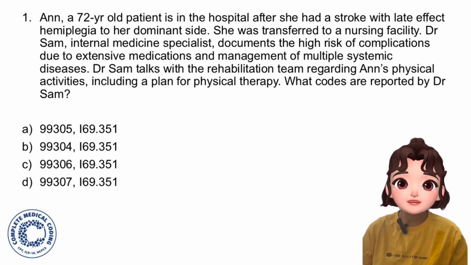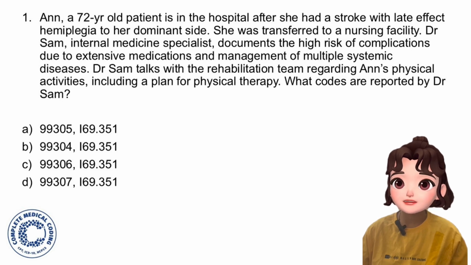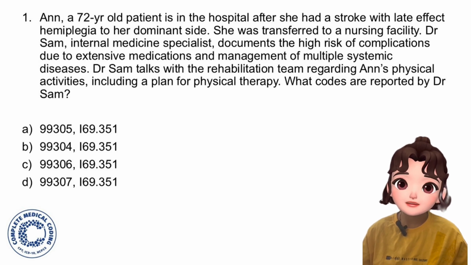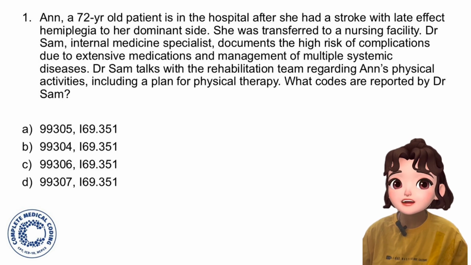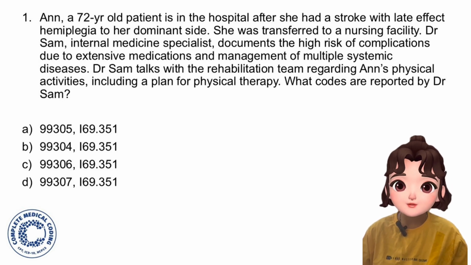Anyway, this is not subsequent. This is the first time that the patient is being transferred to a nursing facility. The first time that the patient is in the nursing facility. That is why it is mentioned that after treatment and after finding out her complaints, the patient was transferred to a nursing facility. It means it's an initial nursing facility care. So 99307 is not applicable here.